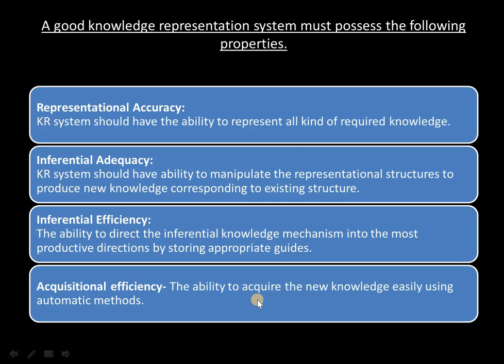Suppose we already discussed one type of knowledge representation, that is by using rules, or the production system. When we are using the production system, it should contain all the information regarding the problem. It should contain all the rules which satisfy the scope of the problem. That means it should be complete. Then only we can solve that problem in an efficient way.